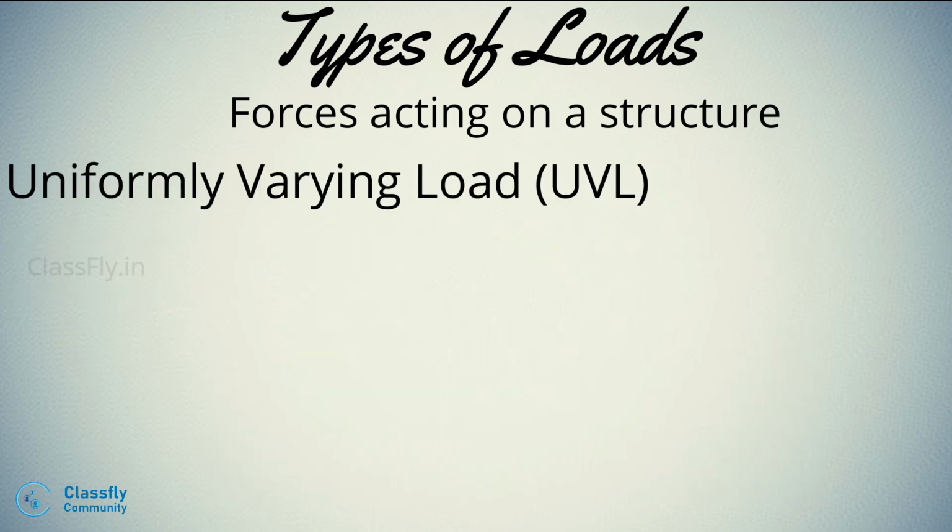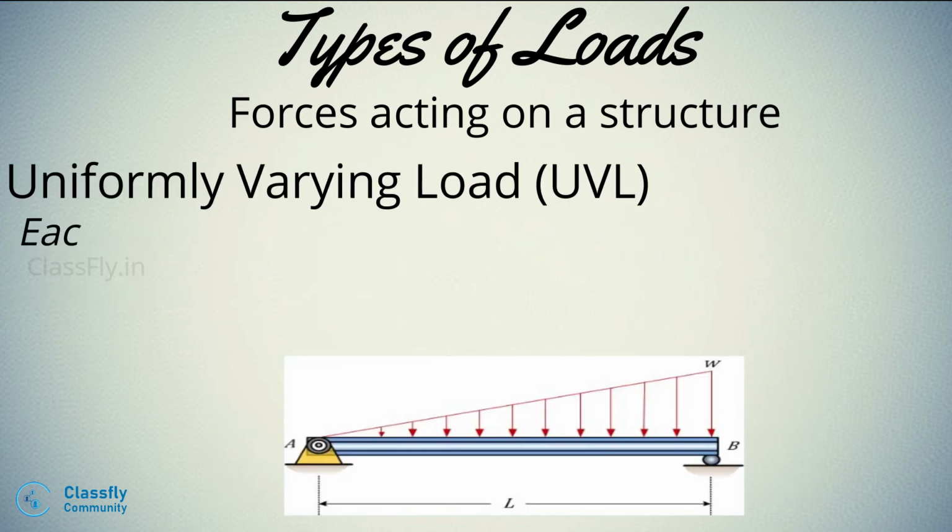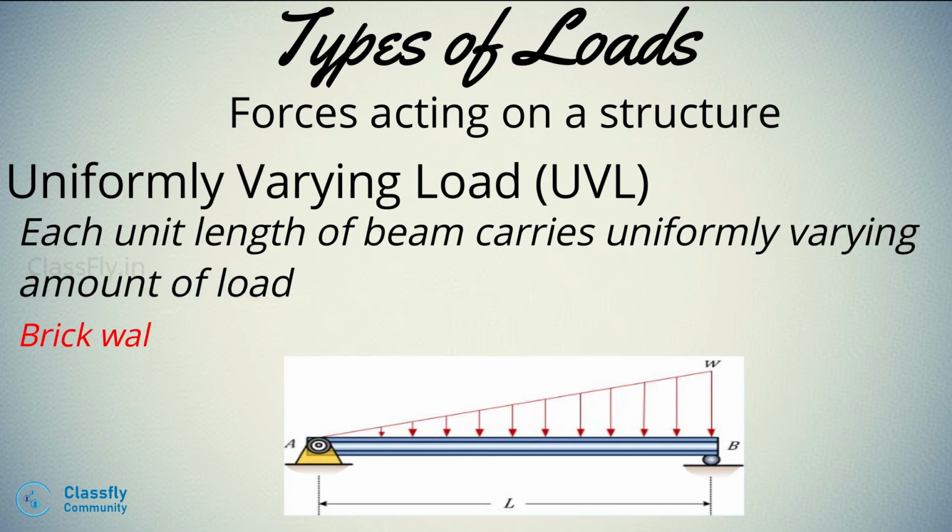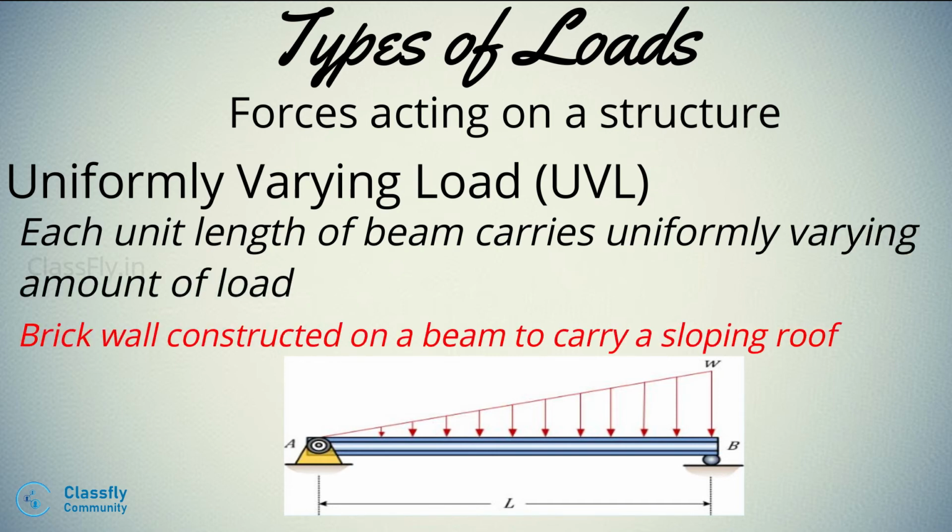Next, uniformly varying load. Well, if a beam is loaded in such a way that each unit length of the beam will carry a uniformly varying intensity of loading, then such a load is known as UVL. Well, it basically means that for every increase in unit length, there will be an increasing intensity of loading which will be uniform. For example, a brick wall constructed on a beam to carry a sloping roof can be considered as a UVL. Thank you.